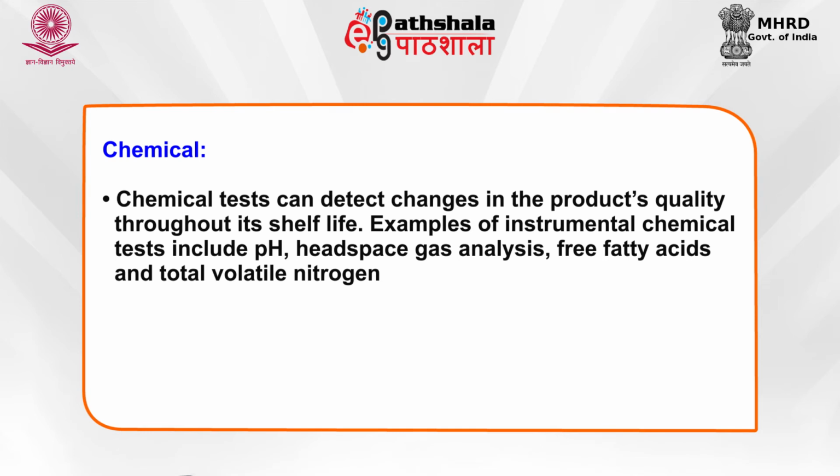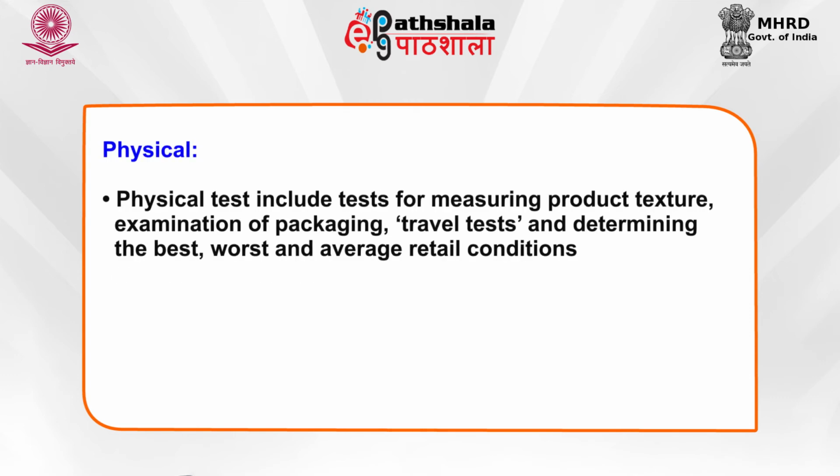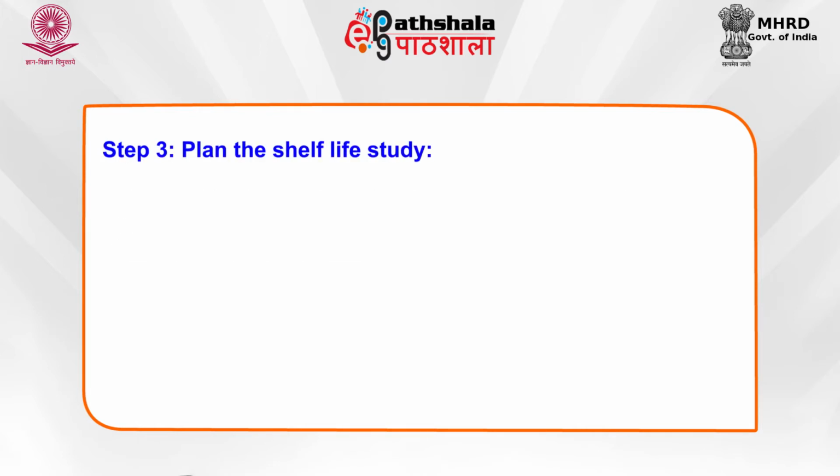And the next one is the chemical tests. Chemical tests can detect changes in the product's quality throughout its shelf life. Examples of instrumental chemical tests include pH, headspace gas analysis, free fatty acid and total volatile nitrogen. And the other one is physical tests. Physical tests include tests for measuring the product texture, examination of packaging, travel test and determining the best, worst and average retail conditions. And next we will go for step 3, plan the shelf life study.